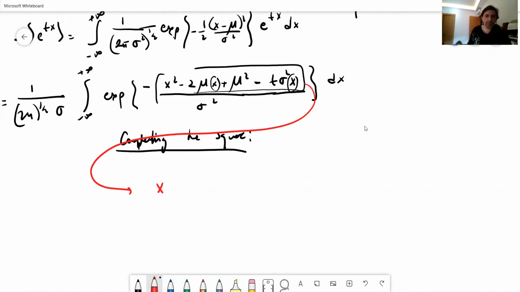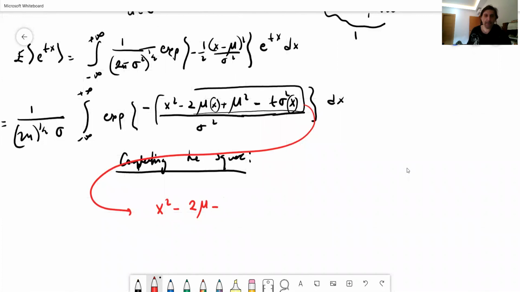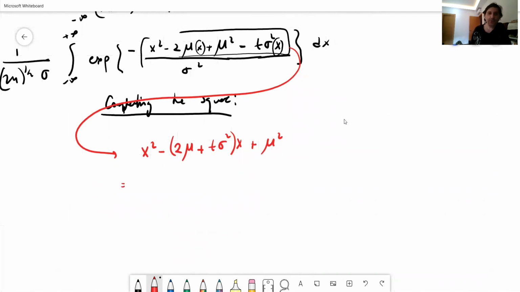So here, this is going to be x squared minus 2 mu x plus mu square. This is the term at hand here. Now this term is basically equal to x minus this whole thing here.